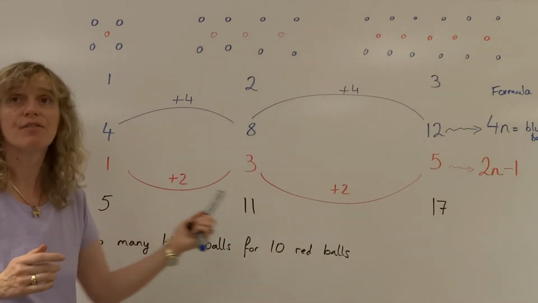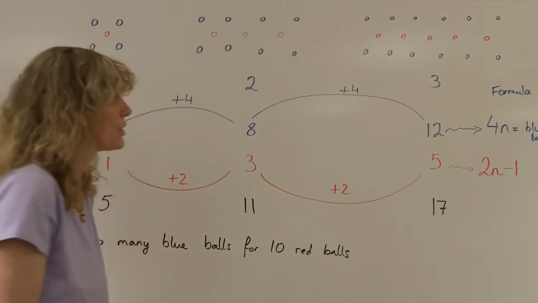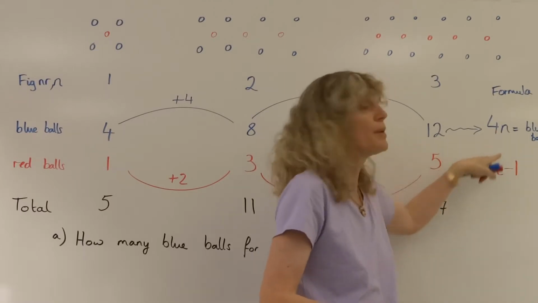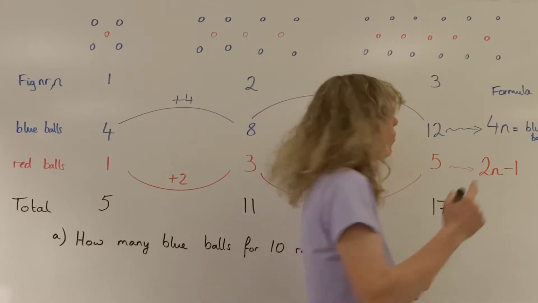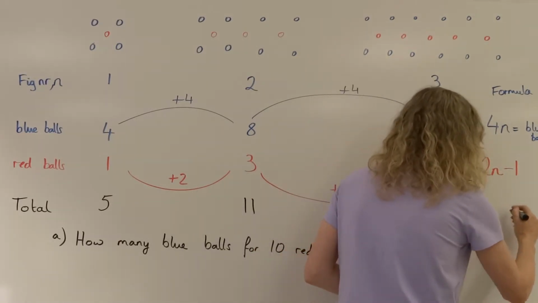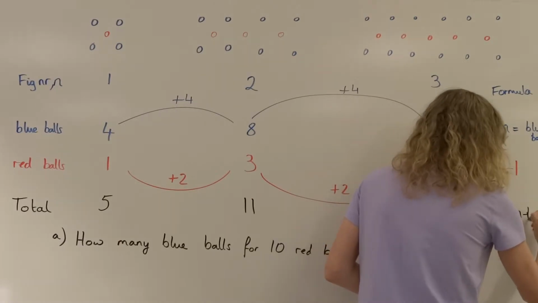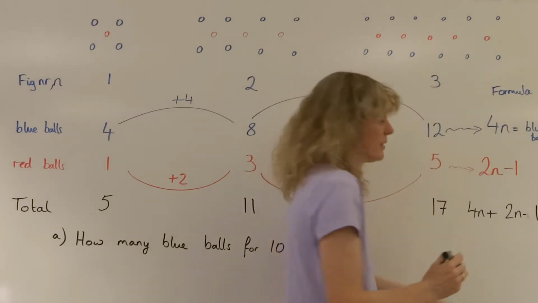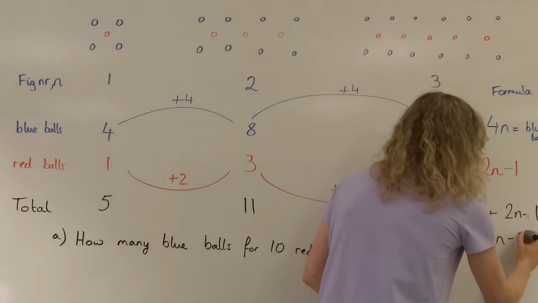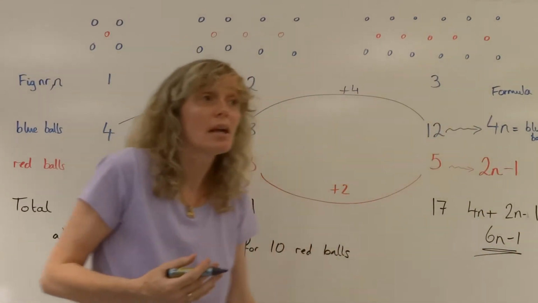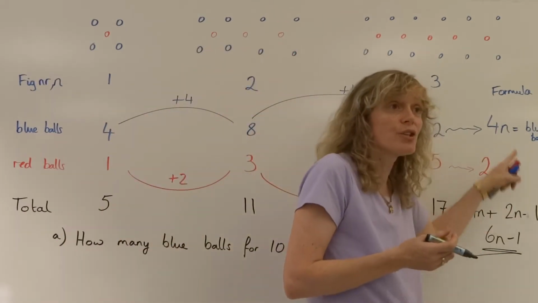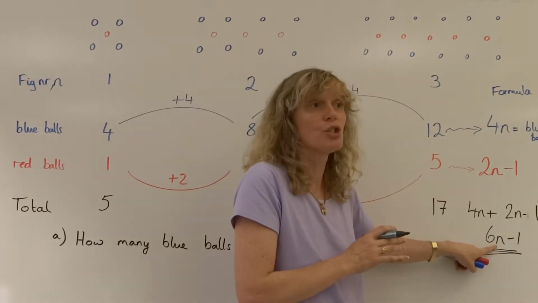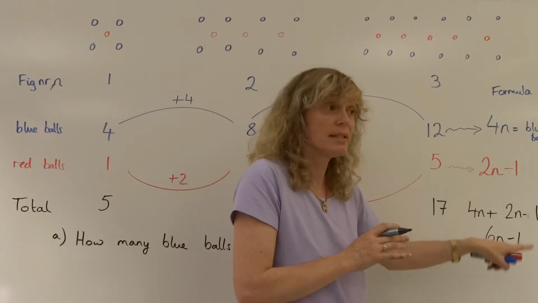It's actually very easy for me to work out the formula for the total number of balls. Because if this is the formula for blue balls and this is the formula for red balls, all of the balls must be these 2 formulas added together. What is 4n plus 2n minus 1? Well, 4n plus 2n is 6n minus 1. So my formula that I think, and now I'm just guessing, that should work for the total number of balls, without even having looked at the total number of balls, should be 6n minus 1. Let's see if it works.